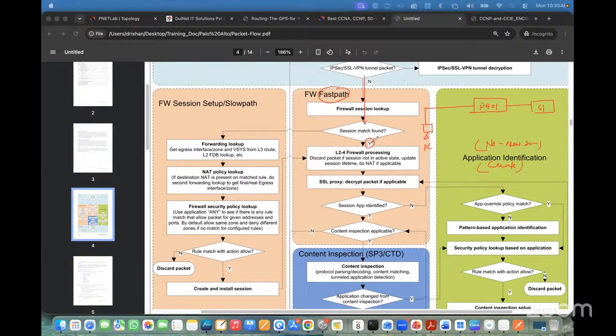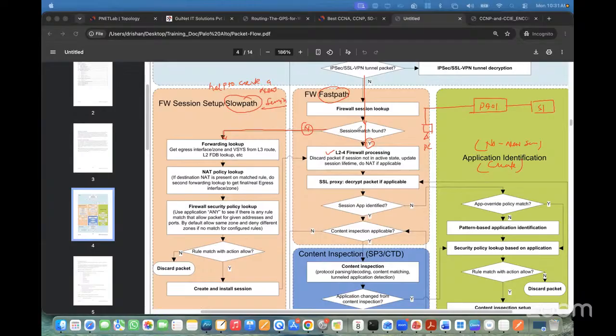If the answer is yes, I have an existing session, the packet will go again through layer 2 to layer 4 processing. If the answer is no, you don't have a session, you will move to the slow path. The slow path will help to create a new session. This is my slow path. If I have any existing session, I will simply process from here to here.